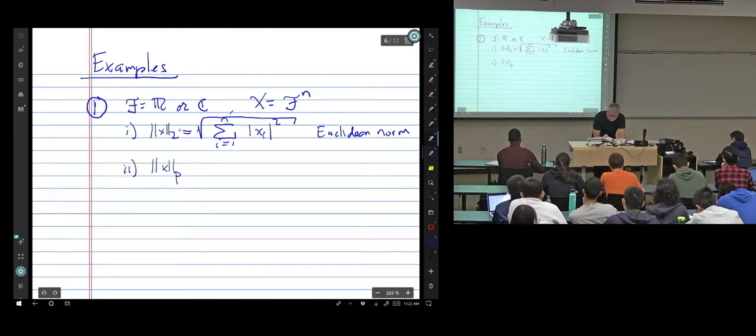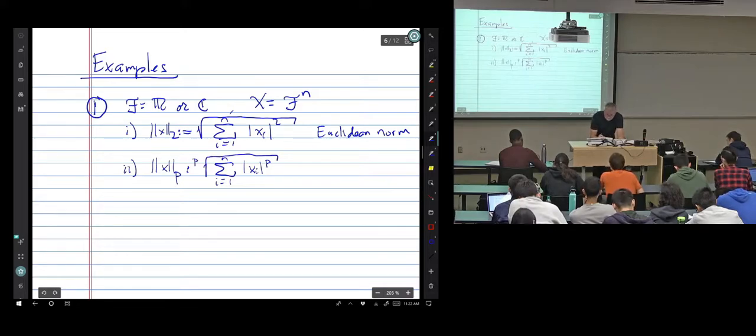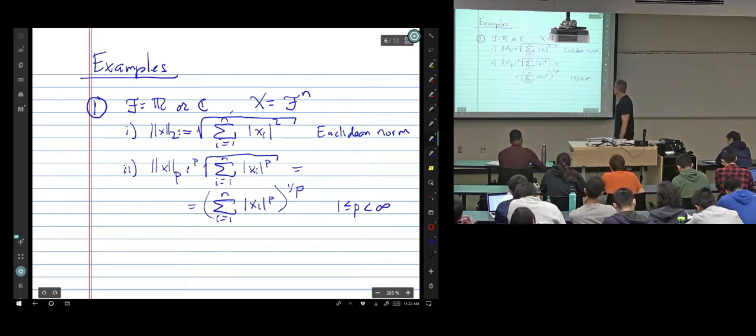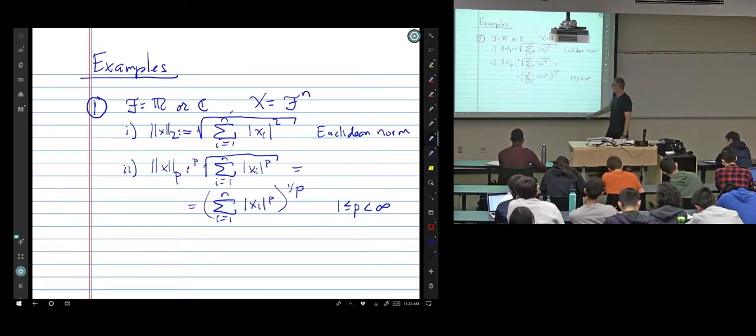This is called the p norm, so this is by definition also a sum. Take the magnitudes, raise them to the pth power, and then take the pth root. So it's also written like this: summation i equals 1 to n, magnitude to the pth power, root 1 over p. And this is true for any p greater than or equal to 1, but finite. I don't know what the infinite power of a component is.